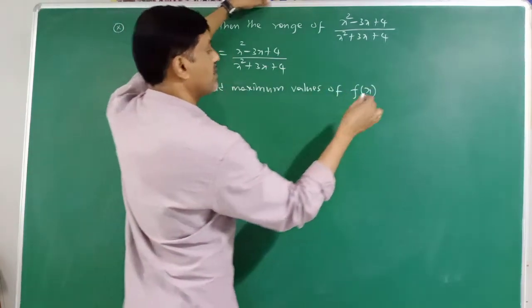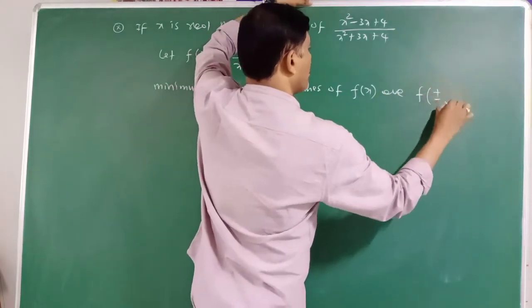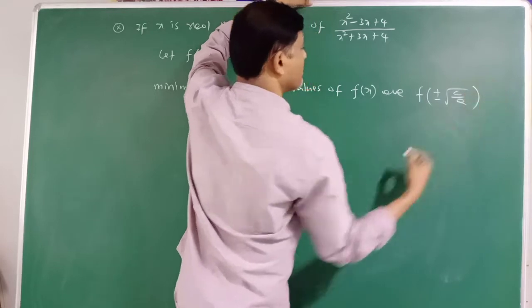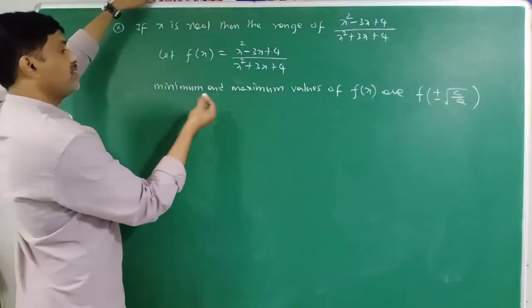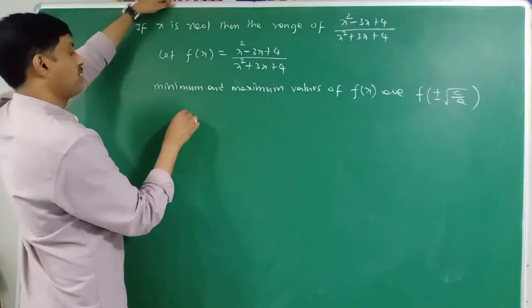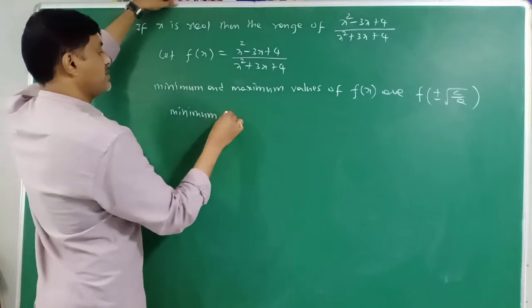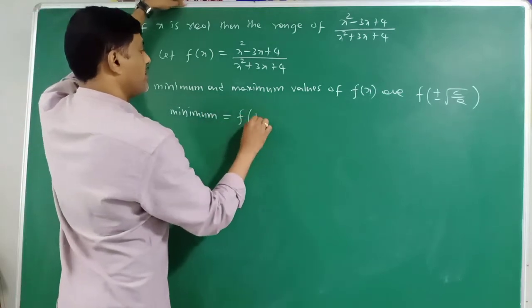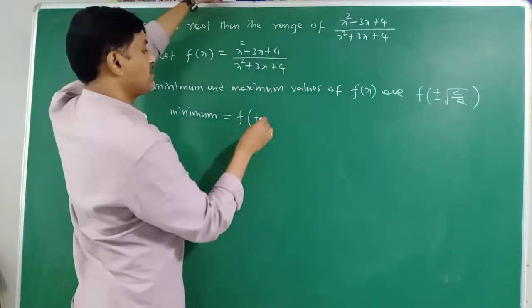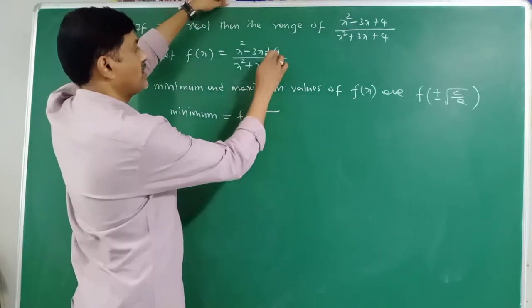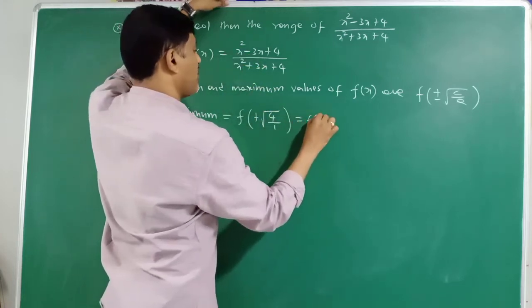The values are f(±√(c/a)). That is clear. Now what is the minimum, what is the maximum here? Therefore the minimum is equal to f(+√(c/a)), because here with the minus in the numerator you definitely get the plus root. What is c here? 4. What is a? 1. This is equal to f(2).